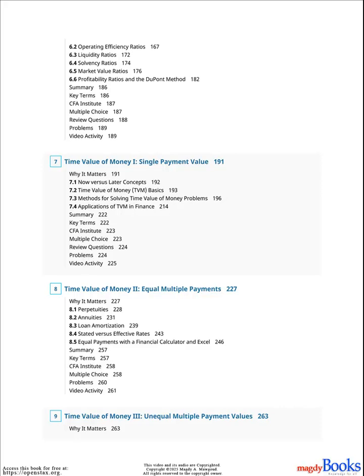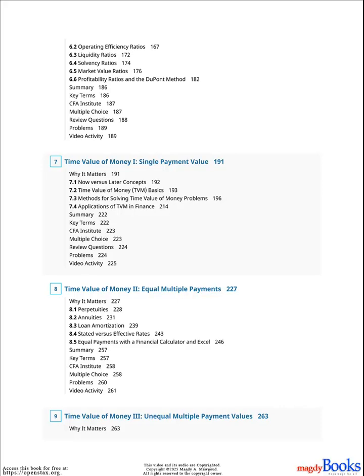Summary. Key terms. CFA Institute. Multiple choice. Review questions. Problems. Video activity. 8. Time value of money. 2. Equal multiple payments. Why it matters. 8.1. Perpetuities. 8.2. Annuities. 8.3. Loan amortization. 8.4. Stated versus effective rates.